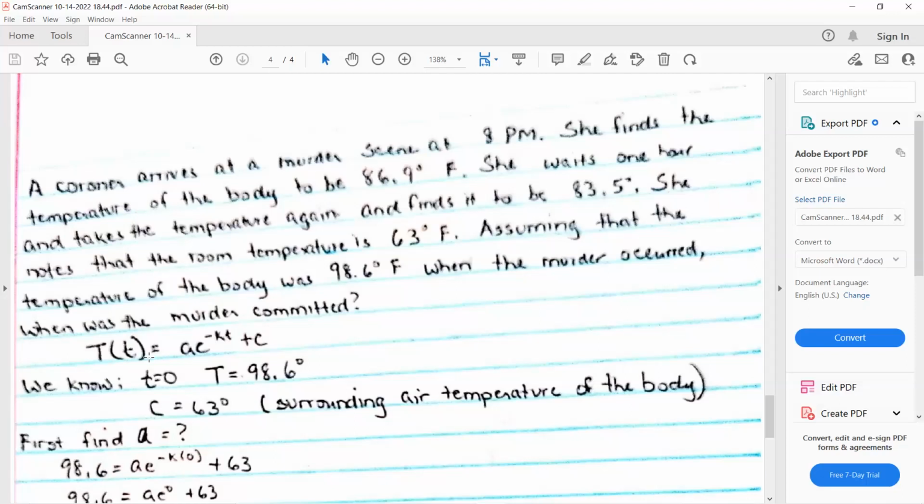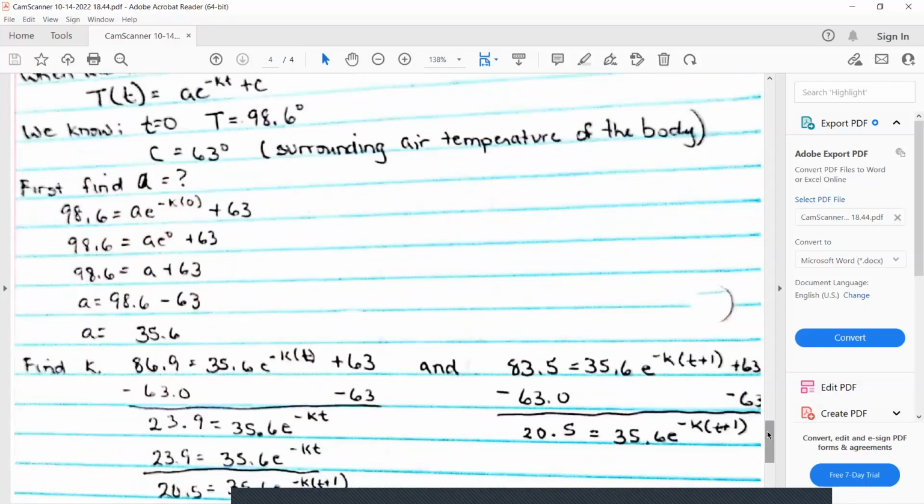Okay. So your constant C is 63 degrees. Now again, we have 2 equations here, and that's what makes this difficult. We have 2 equations, okay? So I did your little equation and I showed you the math. So 98.6, we don't know what this A is. But we do know that at the time when the temperature was 98.6, that this was 0. So I did the math, and this comes out to 35.6. So we know what A is.